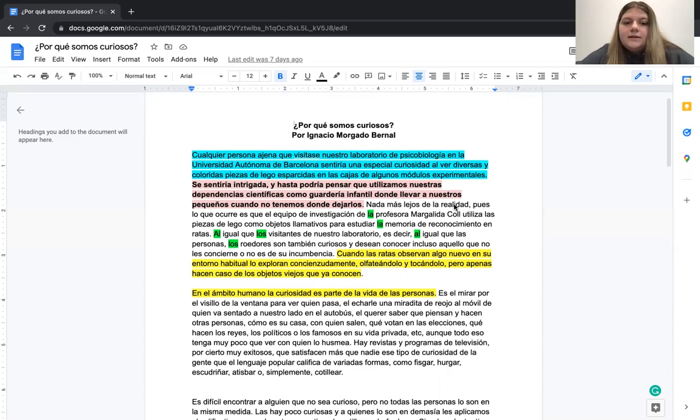In my article, I highlighted some articles in green, and I found that the purpose of most of the articles found within my article was for a general sense.